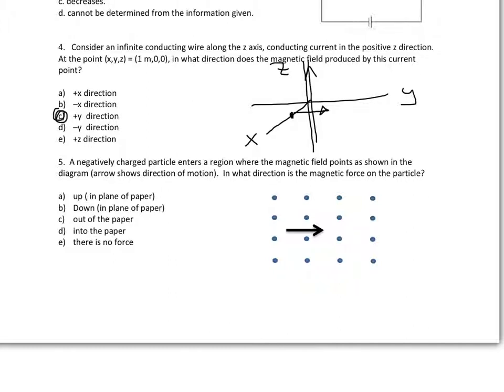Problem 5. A negatively charged particle enters a region where the magnetic field points as shown. The arrow is the direction of motion. In what direction is the magnetic force? Here again is the right-hand rule. So you must take the direction of motion to the right and cross that into the direction out of the board. When you do that, you get a vector pointing down. But if you remember that the particle is actually negatively charged, the actual direction of the force must be the opposite direction. So the correct answer is A, or up in the plane of the paper.